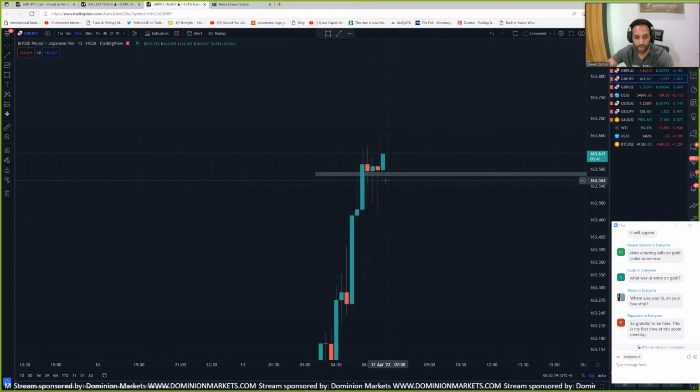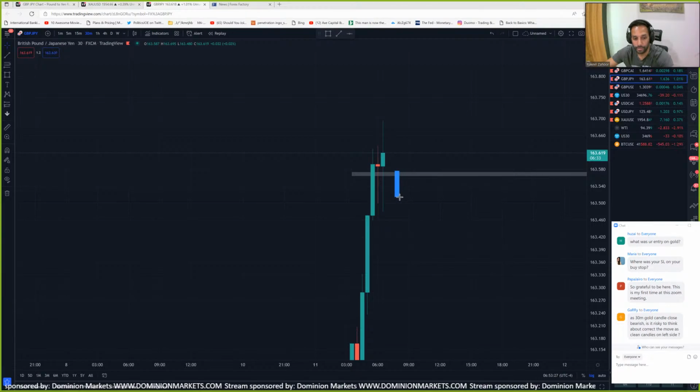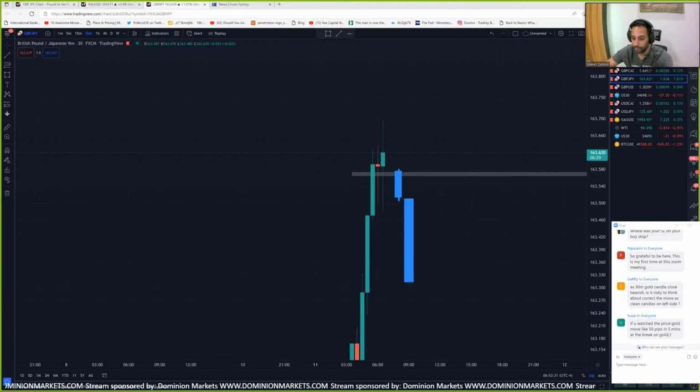So that's the waiting involved here. I would maybe want a support to be formed on the 30-minute time frame and then get a candle to break below the support on the 30-minute so that we can continue moving down to correct this move up.